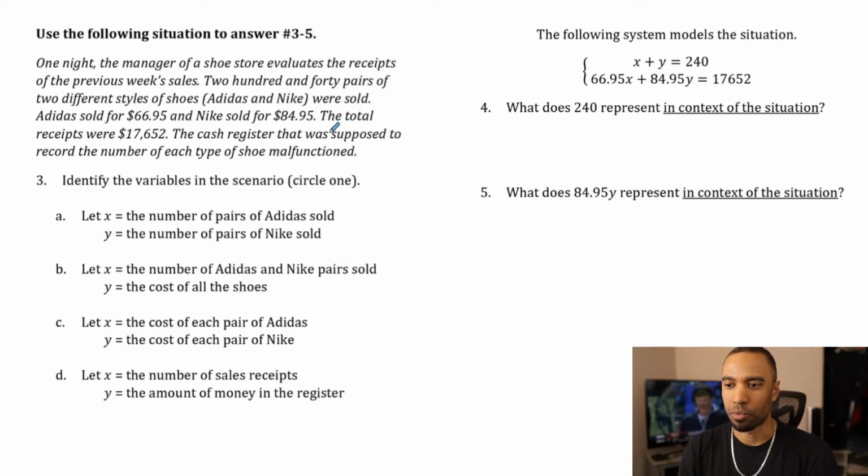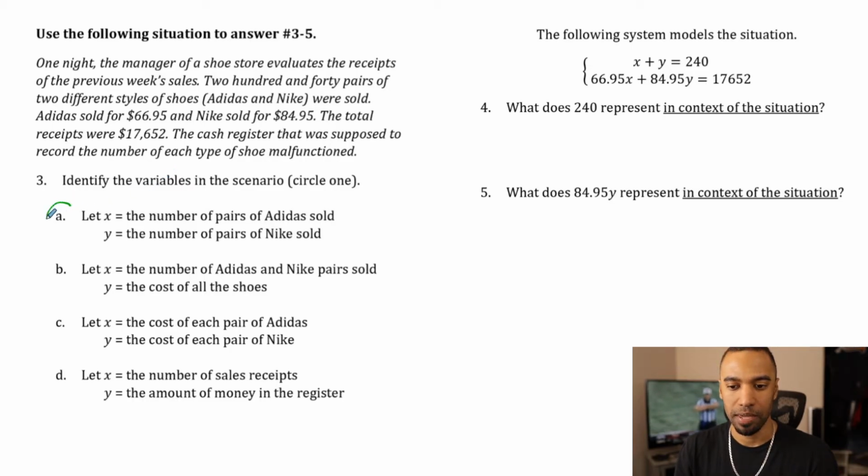The cash register that was supposed to record the number of each type of shoe malfunctioned. So we don't know how much of each type of shoe there is. That's important for number 3. Identify the variables in the scenario. If we were going to define X and Y as something for our unknowns to solve for, what would they be? Would it possibly be the number of pairs of Adidas and number of pairs of Nike sold? I'd say that's a good possibility because we don't know how many of each were sold. We know how many total were, but not each.